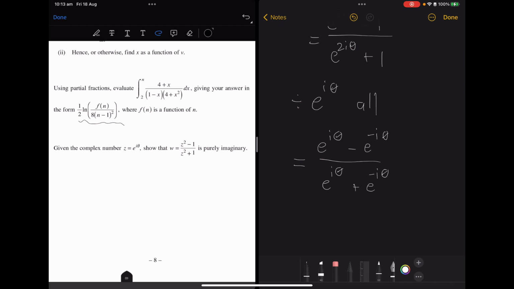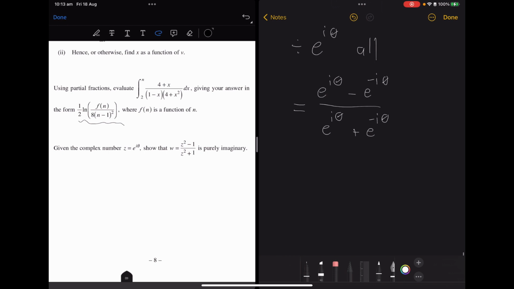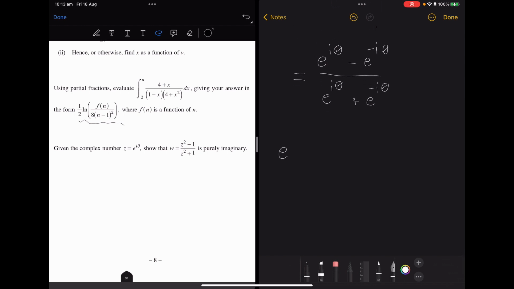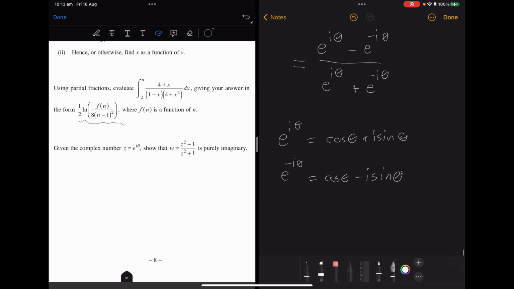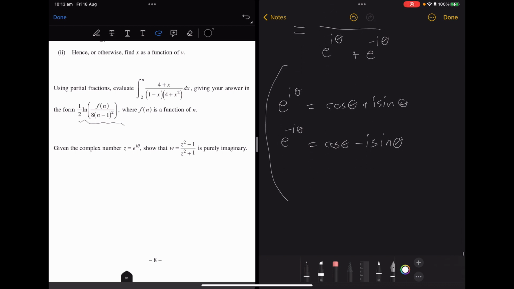And hopefully you guys have seen this before, but if you don't remember, so we know e to the i theta equals cos theta plus i sine theta, and e to the negative i theta is equal to cos theta minus i sine theta. So if you guys can kind of see what we're going to do here, so e to the i theta minus e to the negative i theta is equal to 2i sine theta over 2 cos theta.